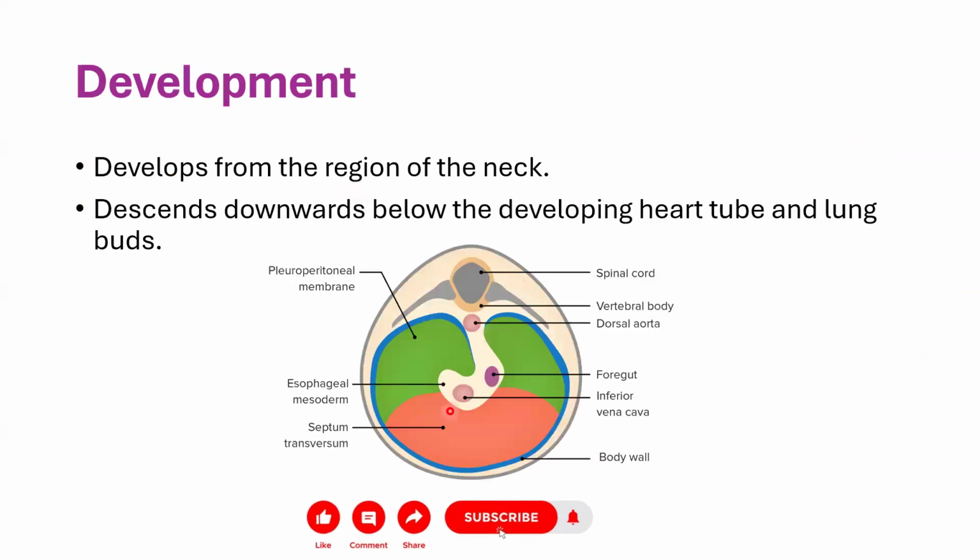You can appreciate them here. We have the septum transversum, the esophageal mesoderm, the mesentery, the pleuroperitoneal membrane, and in blue the lateral body wall. Of course, it will be invaded by the myoblasts from the occipital myotomes. So where is the site of origin? It develops in the neck, then descends downwards, inferior to the developing heart tube and the developing lung buds.